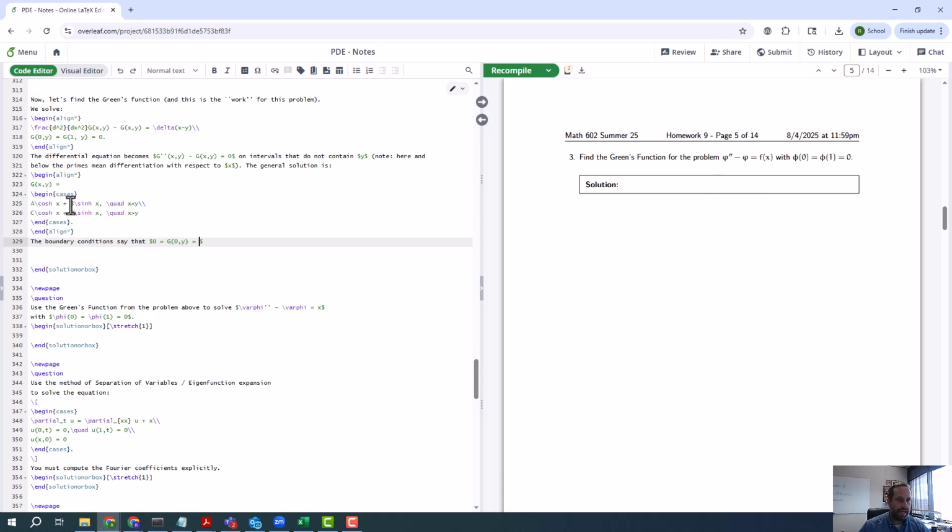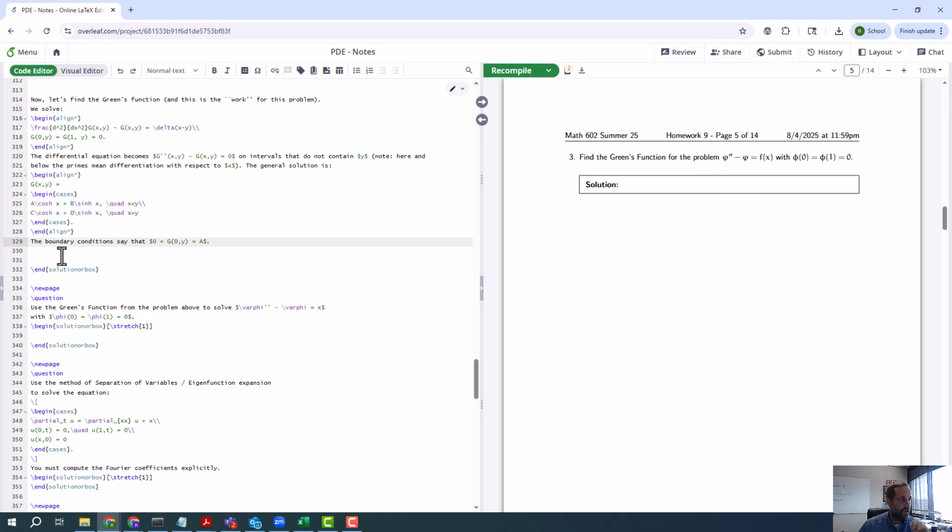So 0 is always less than y. So if we plug in x equals 0 here, what do we get? So look up what hyperbolic sine and hyperbolic cosine are. I'll just say hyperbolic sine is e to the x minus e to the minus x over 2, and hyperbolic cosine is e to the x plus e to the minus x over 2. So when you plug in x equals 0 here, you just get a, and when you plug in x equals 0 there, you get 0. So in other words, this says a is equal to 0.